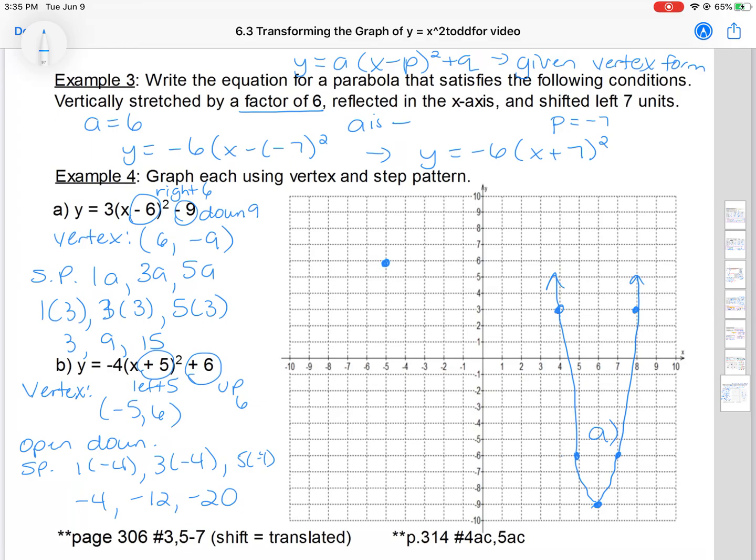So over 1, down 4, 1, 2, 3, 4. Over 1, down 12, counting 1 through 12. Over 1, down 12 again, counting 1 through 12.